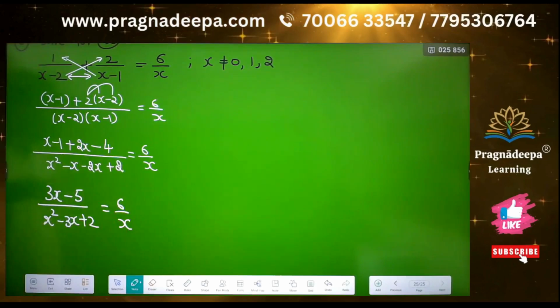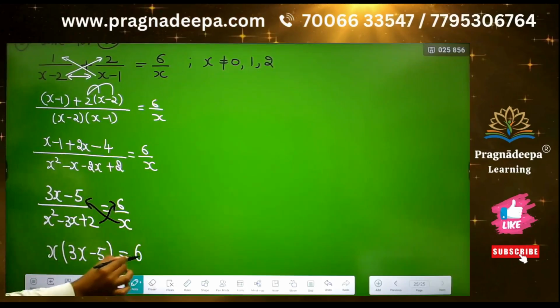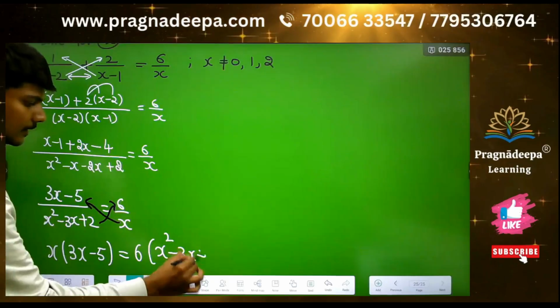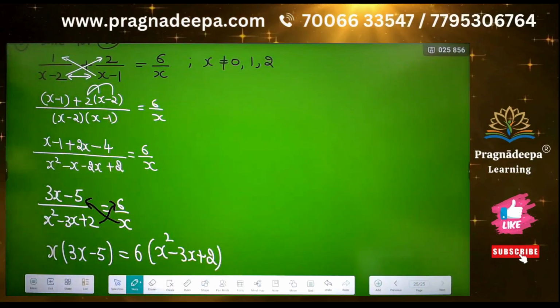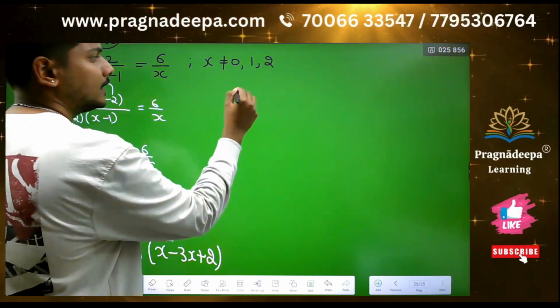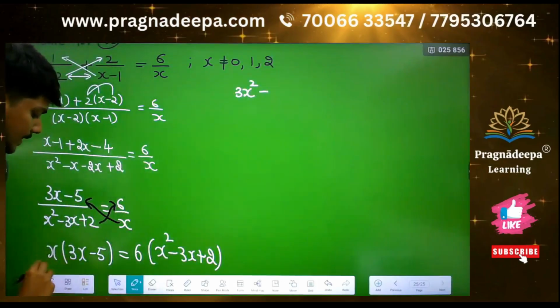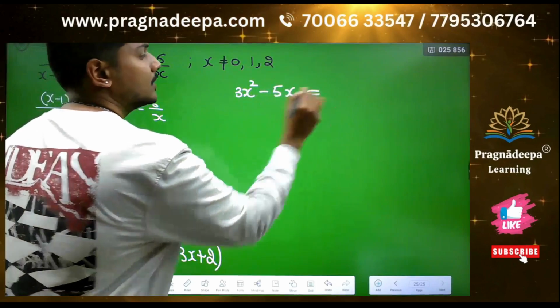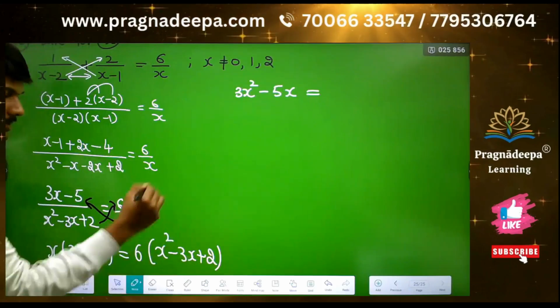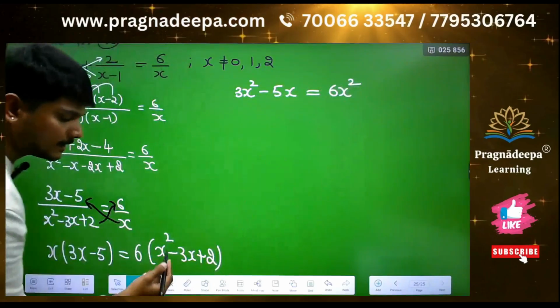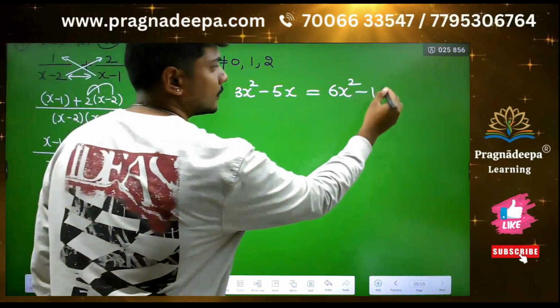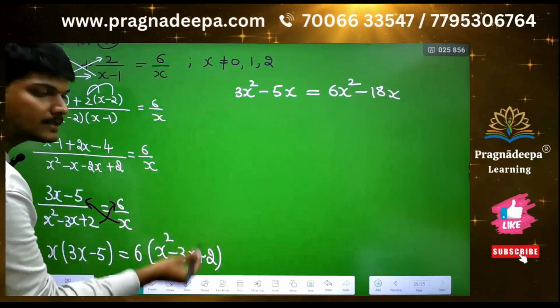Now if you simplify further, x is multiplied with the numerator and this quadratic expression is multiplied with 6. So we get x into 3x minus 5, which will be equal to 6 into x square minus 3x plus 2. So x into 3x minus 5 means 3x square minus 5x, which will be equal to 6x square minus 18x plus 12.